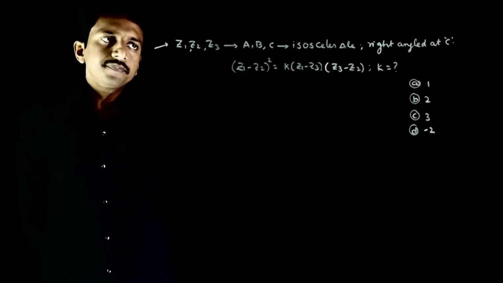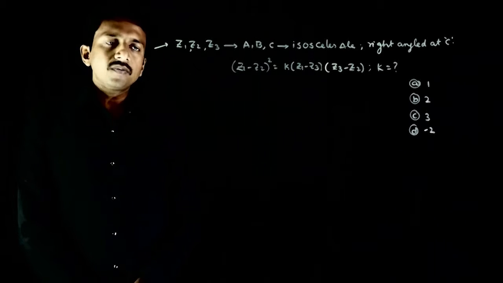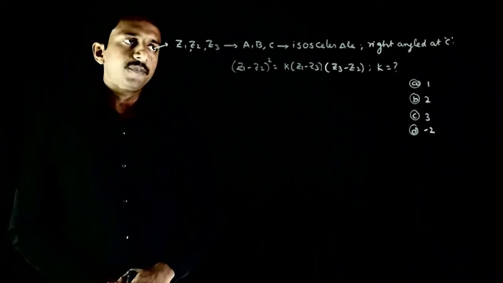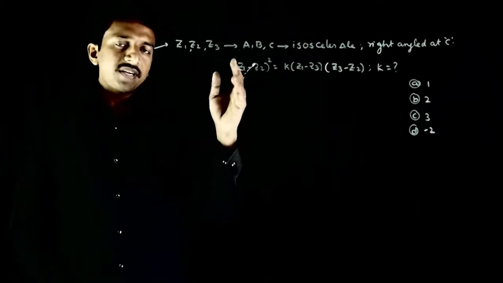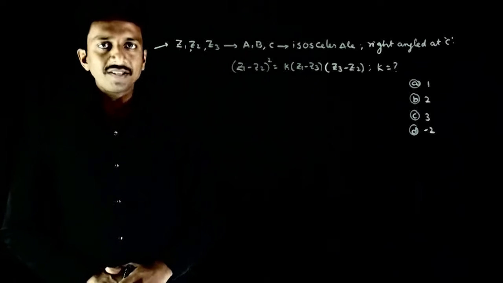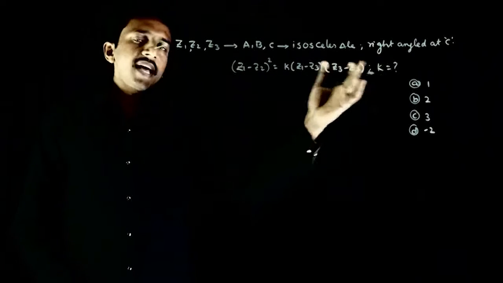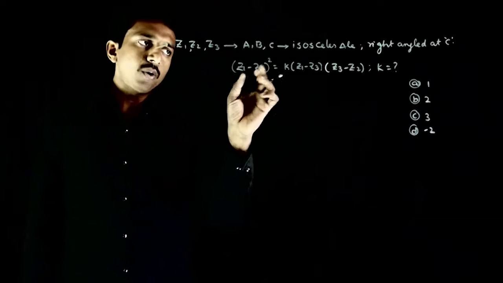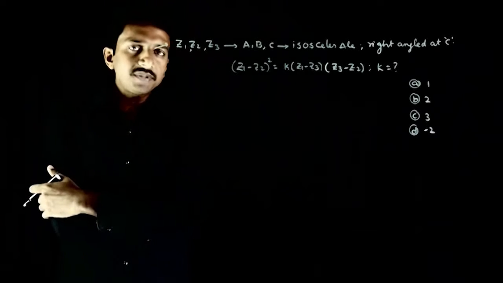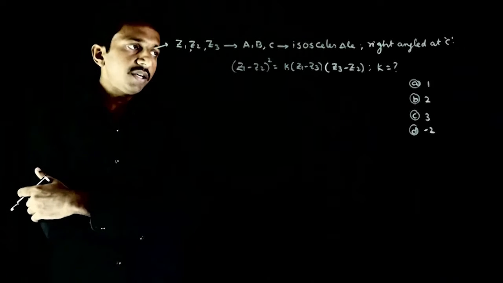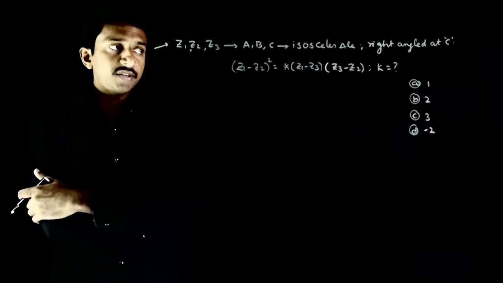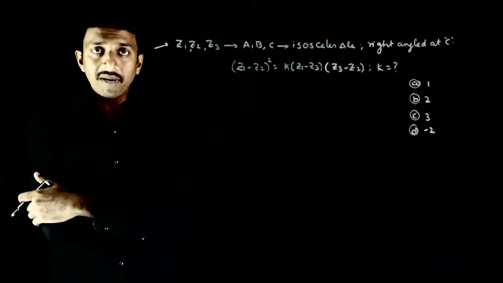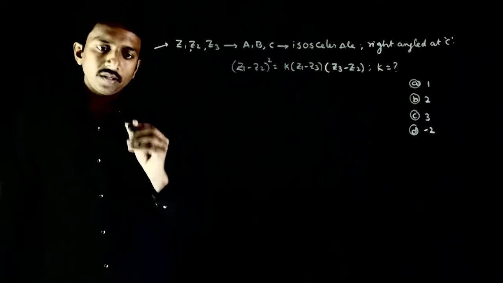So welcome students. In this question you are given Z1, Z2, Z3 represent the vertices A, B, C of an isosceles triangle right angled at C. If Z1 minus Z2 whole square is equal to K times Z1 minus Z3 into Z3 minus Z2, then K is equal to what? Options: 1, 2, 3 and minus 2.